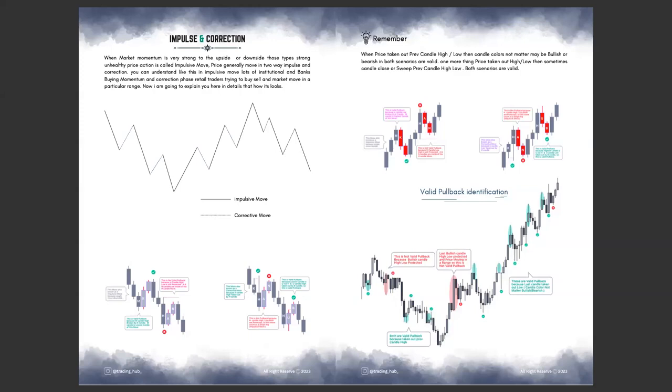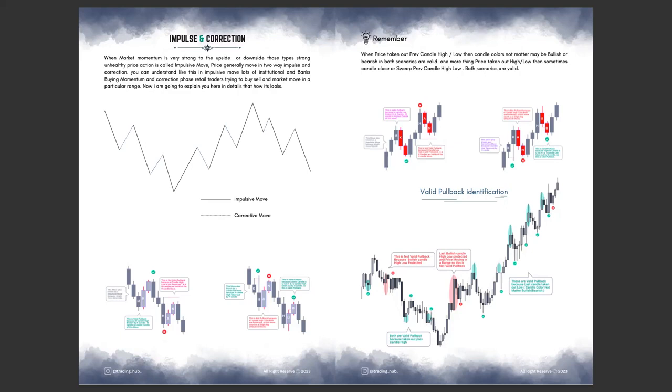Are corrective move and pullback the same? Exactly, corrective move and pullback are similar. Impulse and correction: a single straight move into downside or upside is called an impulsive move. And a corrective move, or you can say a pullback move, is what is called correction.